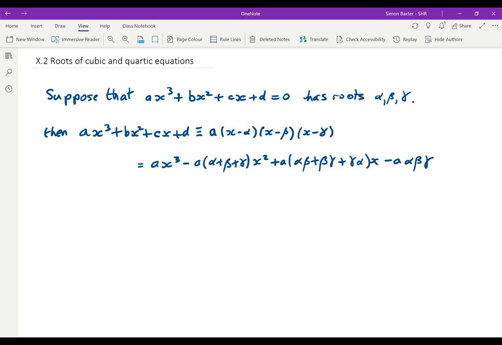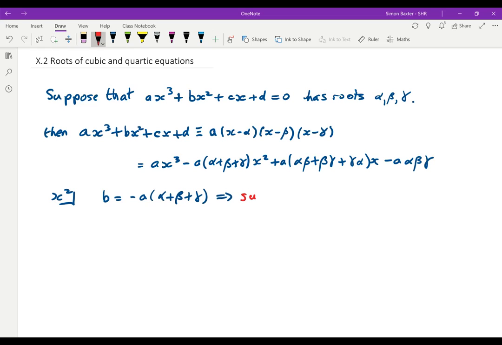And if this is an identity, we must have the same coefficient of x cubed on each side, which we have. Same coefficient of x squared, that gives us b is minus a times alpha plus beta plus gamma. That gives us that the sum of the roots, which is alpha plus beta plus gamma, is the familiar minus b over a. That's true with every order of equation: cubic, fourth degree, fifth degree, sixth degree, and so on.